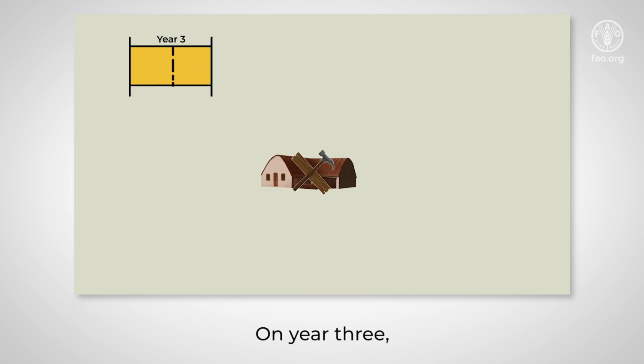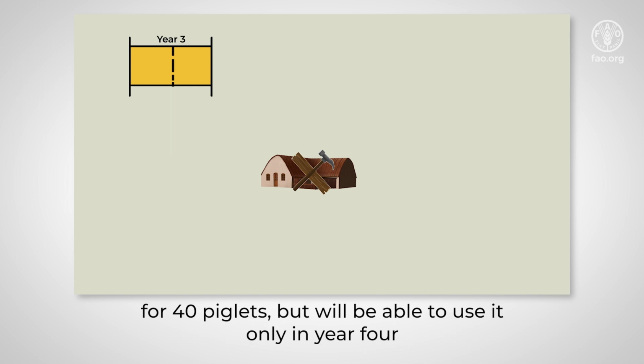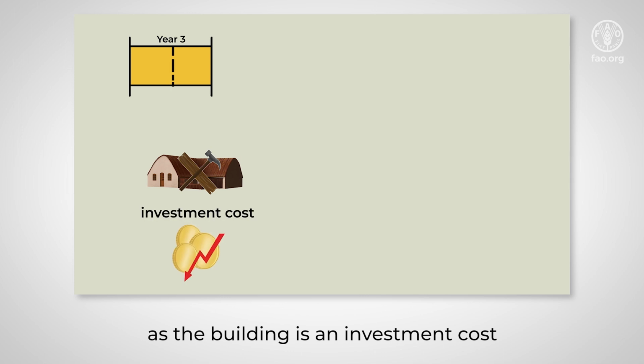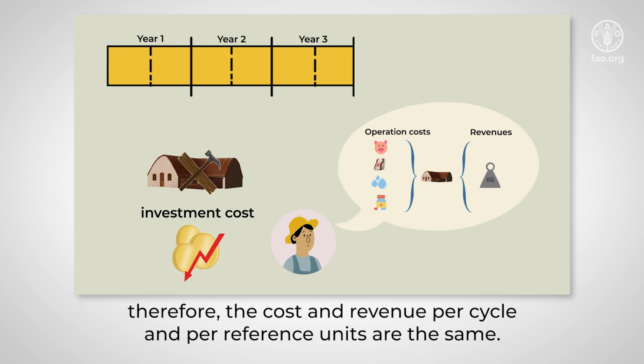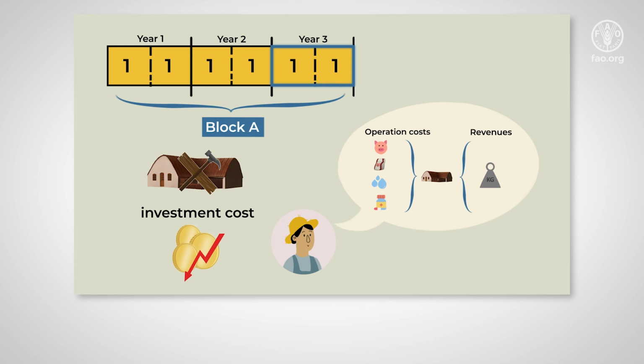On year 3, he will start the construction of a new building with capacity for 40 piglets, but will be able to use it only in year 4. As the building is an investment cost, the cost and revenue per cycle and per reference unit are the same, so it is the same activity block as the years 1 and 2.